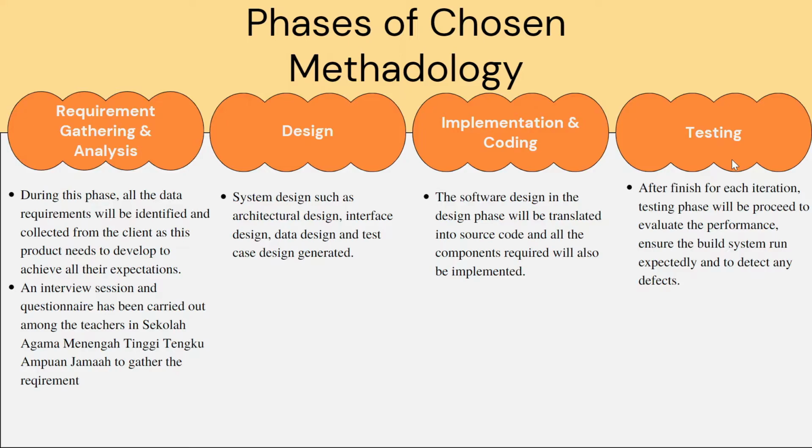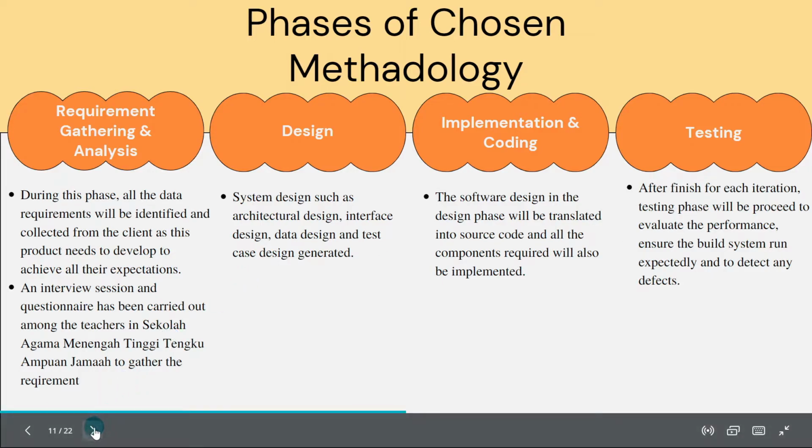And the next phase is implementation and coding. The software design from the design phase will be translated into source code, and all the components required will also be implemented. And the next phase is testing, where after the finish of each iteration, the testing phase will proceed to evaluate the performance, ensure the built system can run as expected, and detect any defects.